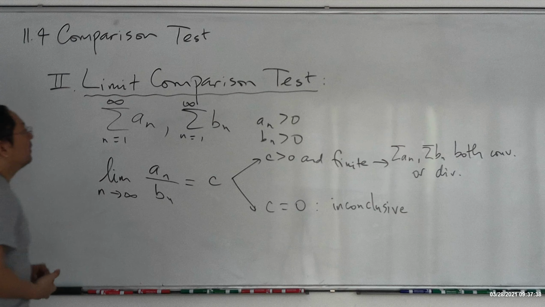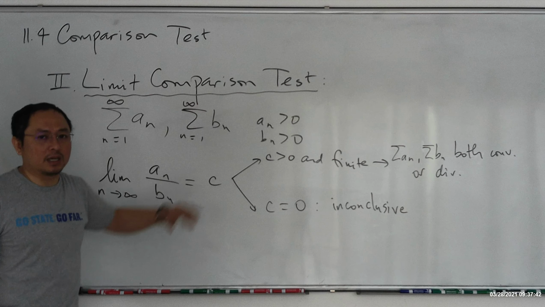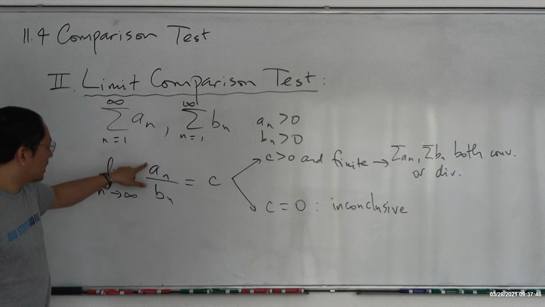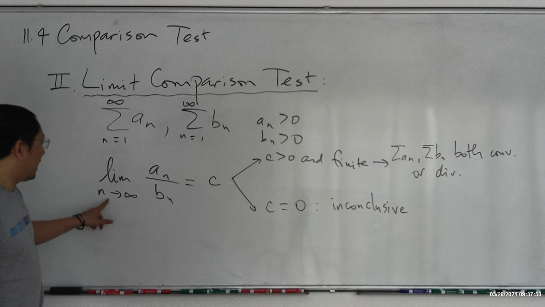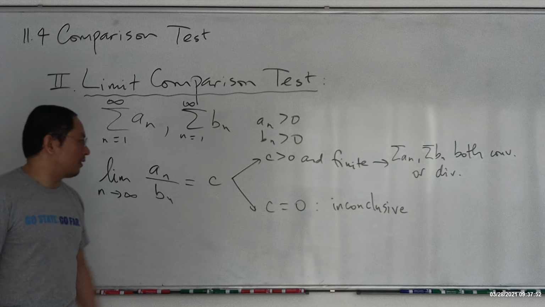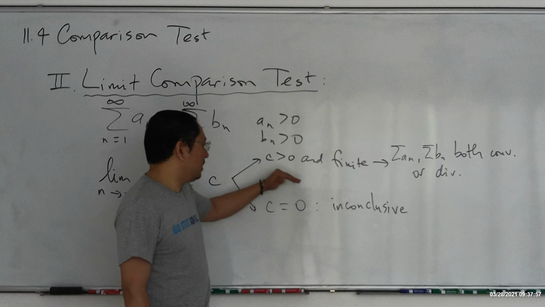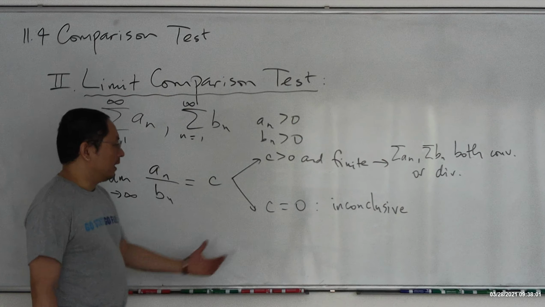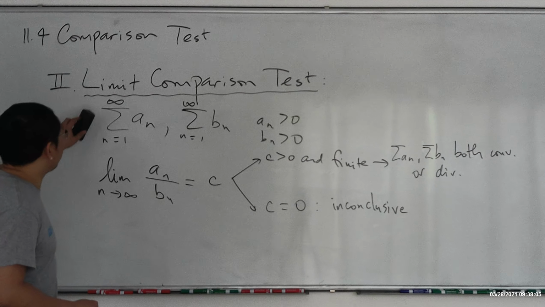Okay. So the second type of comparison test right here is called the limit comparison test. Instead of comparing a_n to b_n, what are we doing here? We are taking the ratio of a_n to b_n, and we take the limit of that ratio as n goes to infinity. We see the behavior of that ratio. If that constant is positive and finite, then the two series are going to behave the same way. If it equals 0, we have no idea. Okay, so, example.